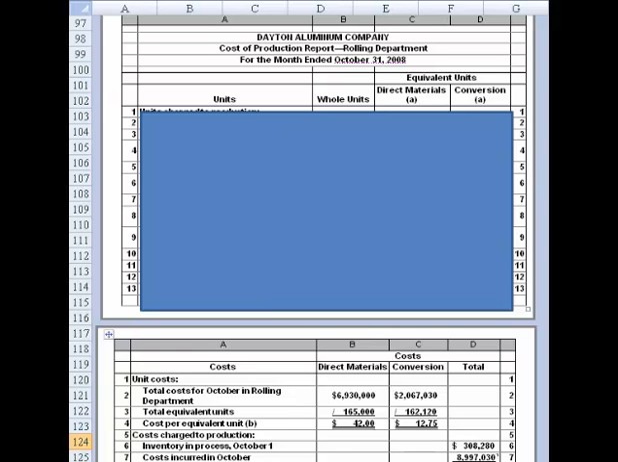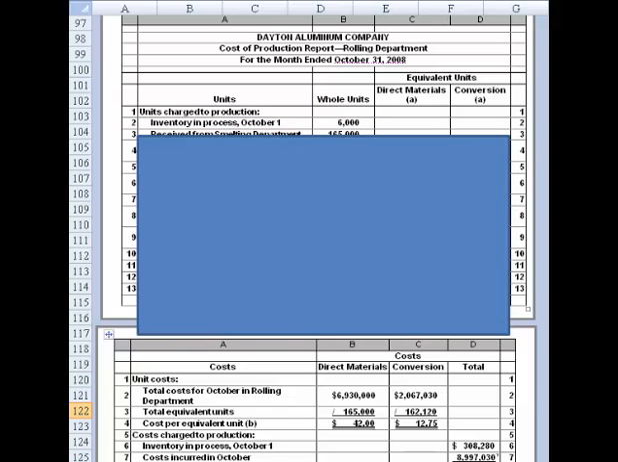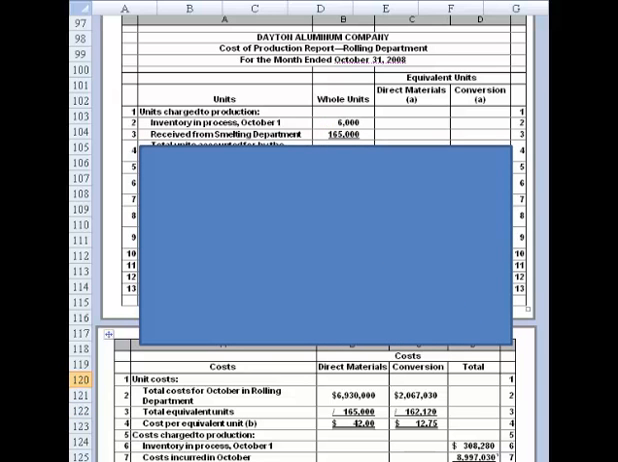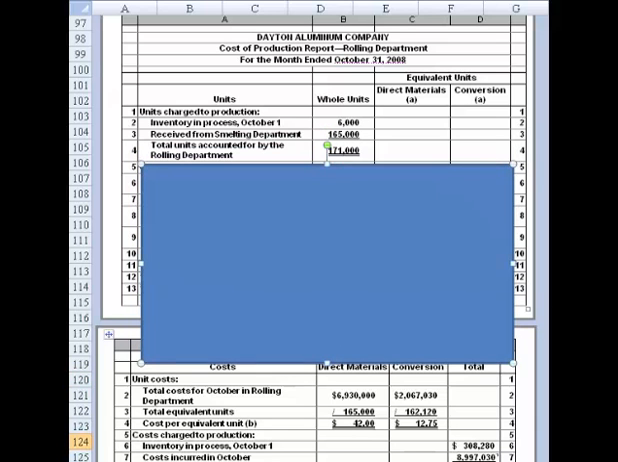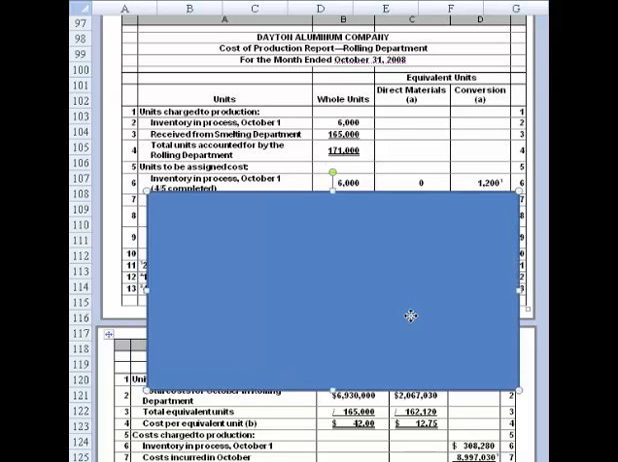think we've explained exactly what happened in September, and going through it in October is going to be much the same technique. So first we need to come up with the units charged to production, and this time we start off the year with the 6,000 units, remember, that are on hand in October, and the 165,000 were transferred in from the smelting department this month, so we've got 171,000 units to account for. Next, we need to figure out how many units need to be assigned to the various equivalent units categories.